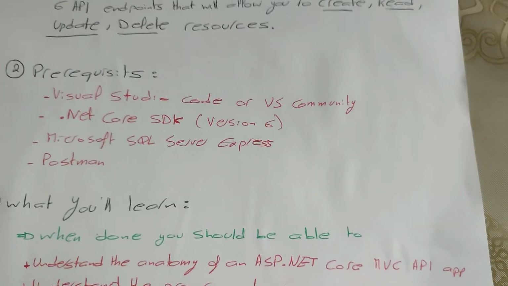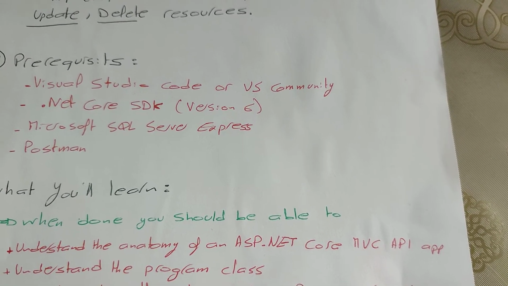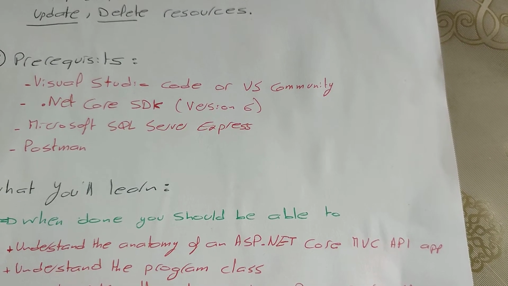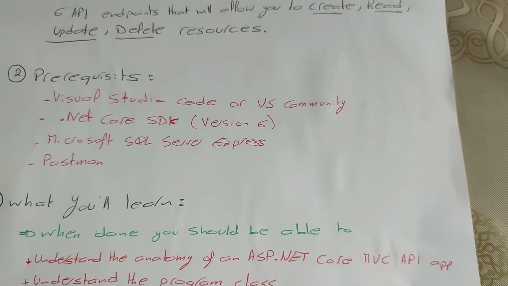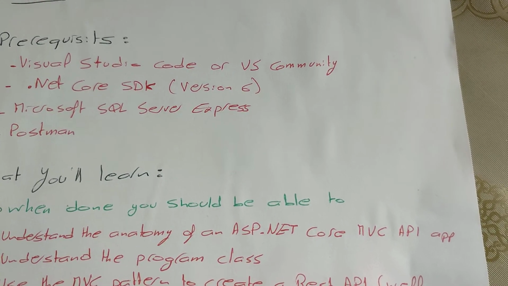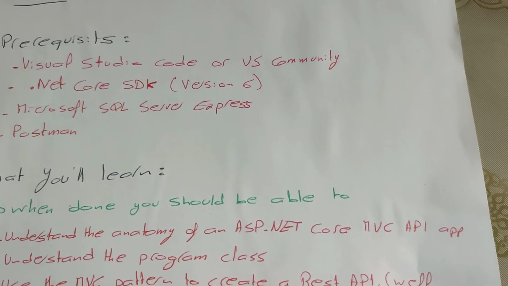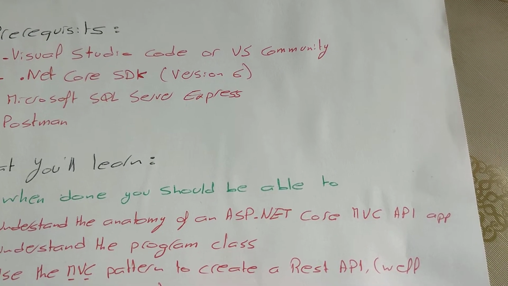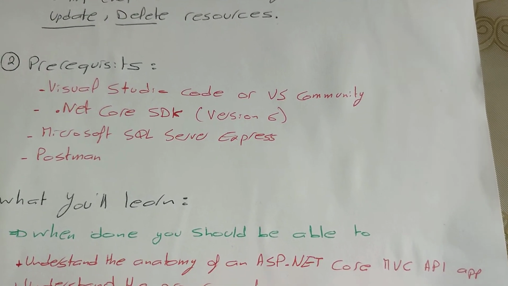Next, we are going to need the .NET Core SDK version 6. For Visual Studio Community on Windows, it's already included, but for the Linux and Mac community, you will need to install it manually, whether from the terminal, or you can download the SDK from the .NET website and then install it.